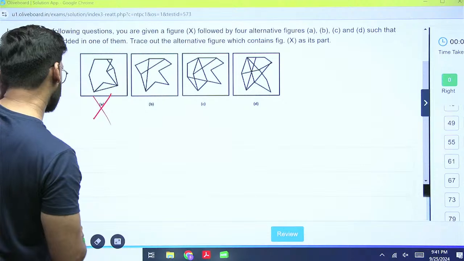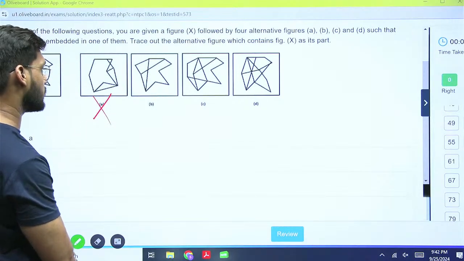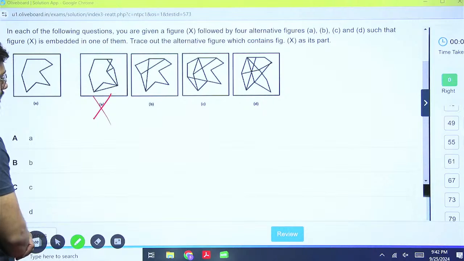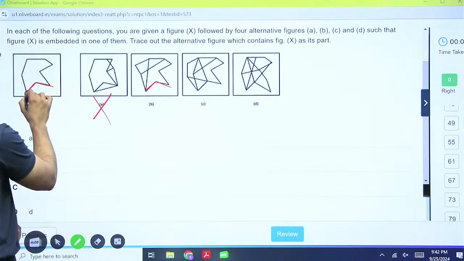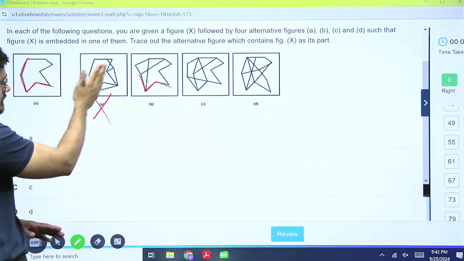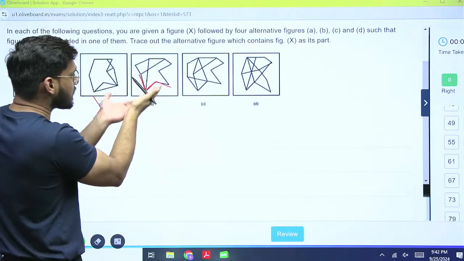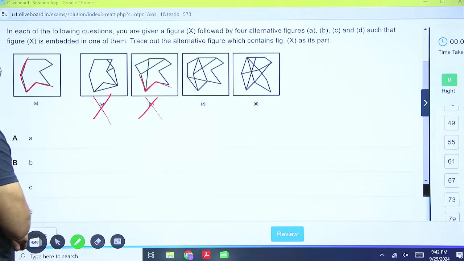Let's find out option B. I don't think option B will satisfy the given image. Option B will not satisfy. Why? Because we have this part, no issue. Then we have to find this part, and then we have this part. Now we have to go like this in the northeast direction. We can't go in the northeast direction from here. No, this is also eliminated.